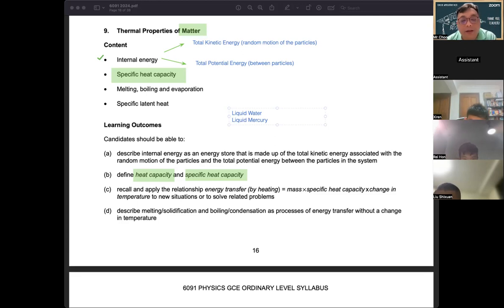So what are the factors that affect this capacity? It could be the number of particles. When you have more particles, you need more thermal energy to raise its temperature. Does it make sense?